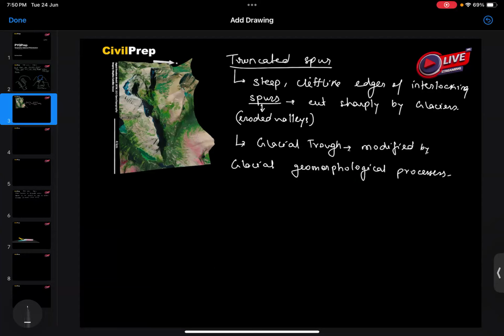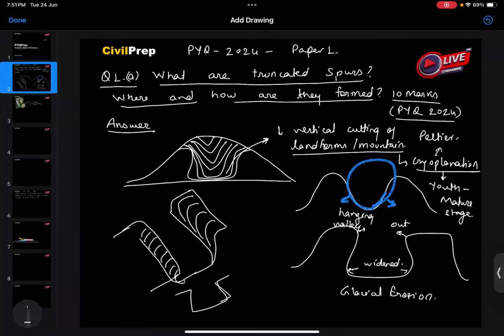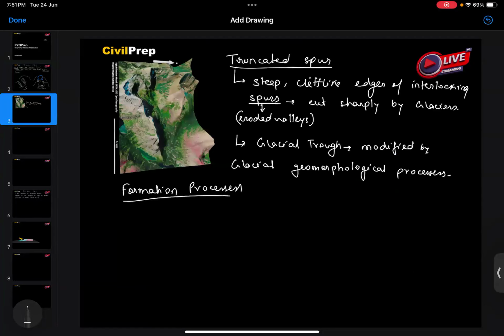A spur is a lateral ridge projecting into a valley, typically formed by fluvial erosion. Here we'll be looking at the various formation processes, because our question specifies where and how they are formed. So number one, the glacial erosion.